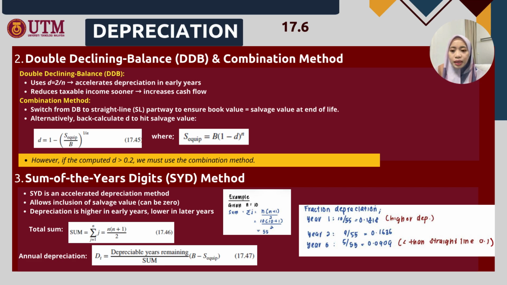For example, in year 1, the fraction is 10 over 55, which is higher than straight line depreciation. As time increases, the fractions decrease, such as 5 over 55 in year 6. Overall, SYD provides moderate acceleration, faster than straight line but slower than double declining balance.